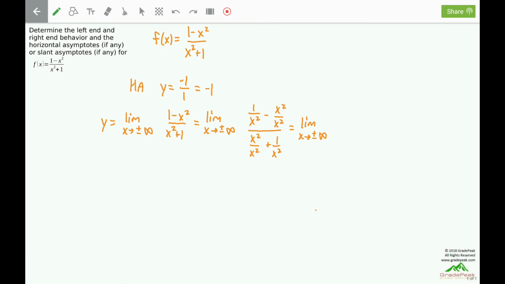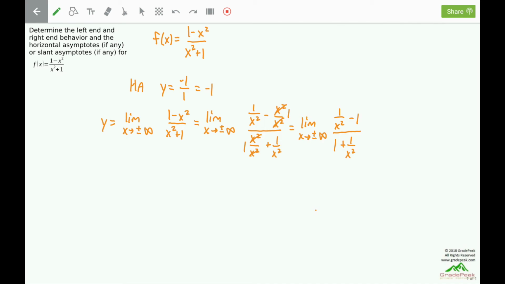The first term in the numerator has no x's to cancel. It will remain as a 1 over x squared. The second term, the x squareds can cancel, leaving a minus 1. In the denominator, the first term, the x squareds can cancel, leaving a positive 1. The second term has no x's to cancel, will remain as a 1 over x squared.